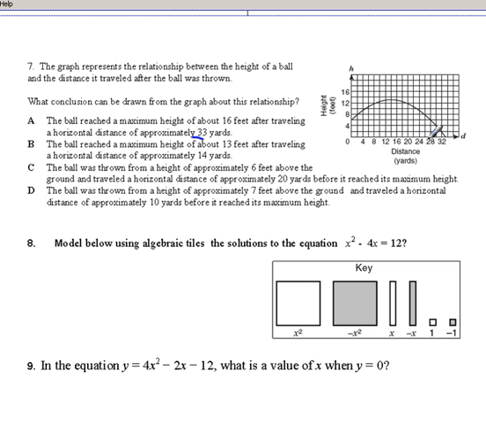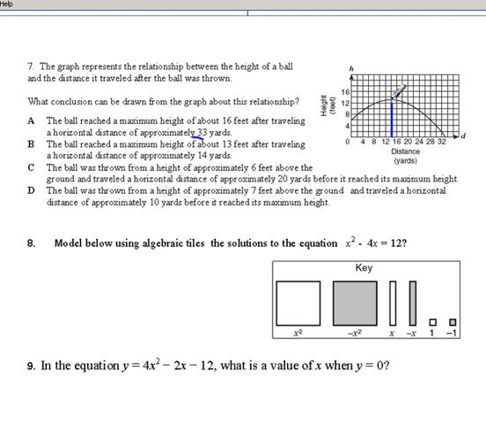So let's go look at 33. Well, 33 yards. 16 feet. Well, that doesn't even make sense. 33 yards is clear over here. The graph stops. Well, the graph stops, it looks at about maybe 33 yards. The ball reached a maximum height of about 13 feet after traveling a horizontal distance of approximately 14 yards. So let's go to 14. It's right about there. Go up.